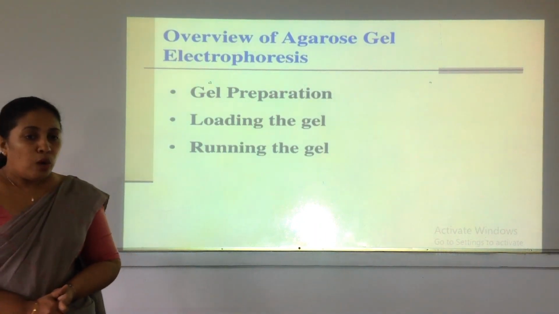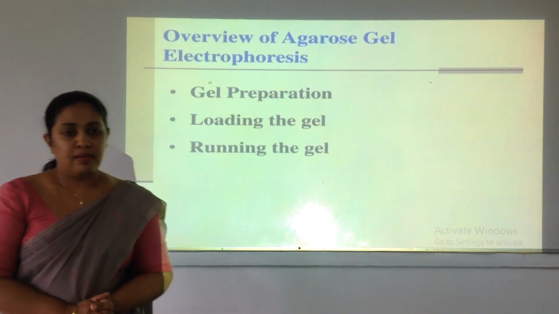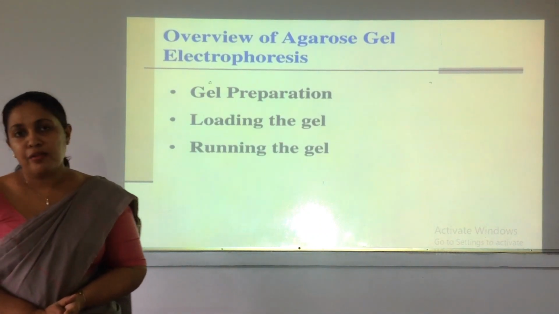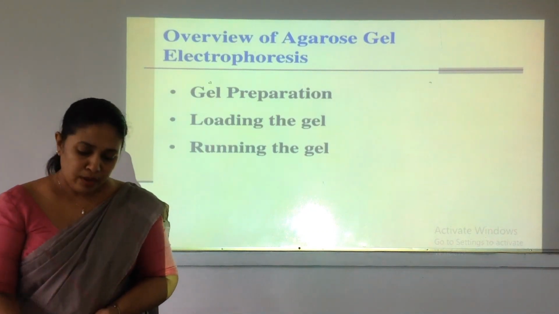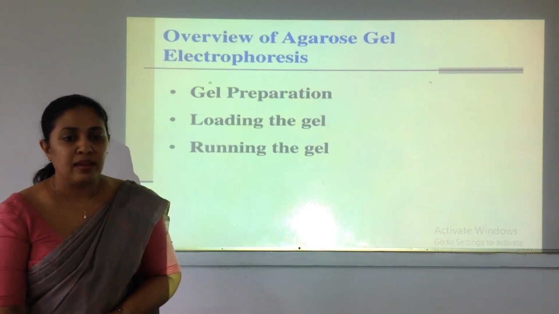So our overview of this lesson is gel preparation, loading the gel and running the gel. So we learnt about what is agarose. Now we are going to see how the gel is prepared.